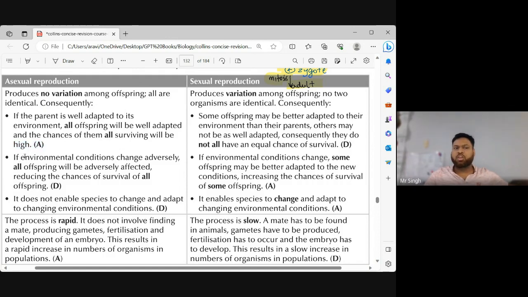Good. Now, if the environmental conditions change adversely, all the offspring will be adversely affected. So the same thing like the banana. We have the fungus that affects the banana now. If we were not working for a cure, the bananas would die off because the fungus would affect all of them and kill them.